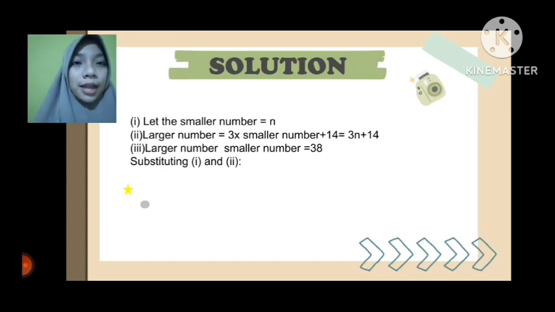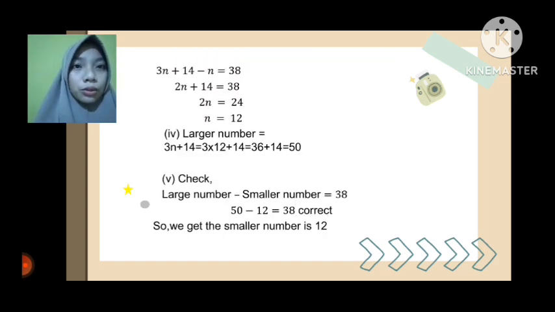The second step, from the question we get that the large number is 3 times the small number plus 14. Now we get 3 times n plus 14. Third, the large number minus the small number is 38. This we get from the question. Now with substitution of 1 and 2, we get 3 times n plus 14 minus n is equal to 38.